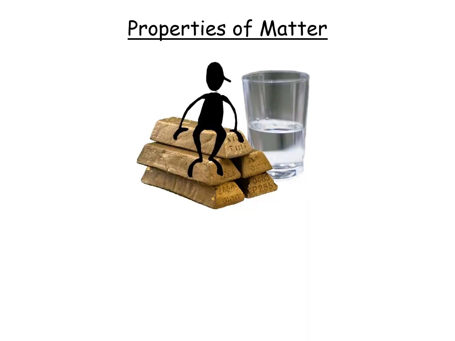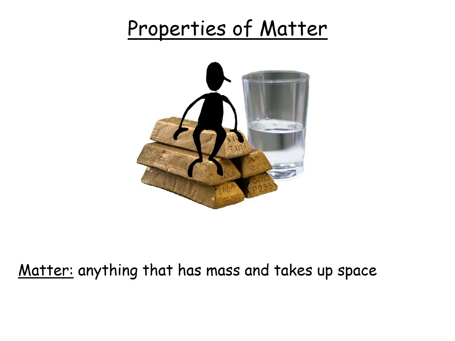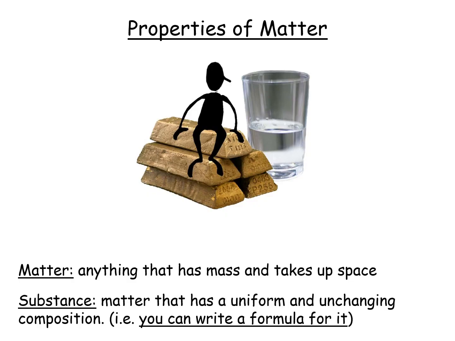So, properties of matter. I'm sure you are very familiar with the standard definition for matter. Matter is anything that has mass and takes up space. Now we're going to refine that just a little bit and say that a substance is a very specific kind of matter that has a uniform and unchanging composition. That means you can write a formula for it.